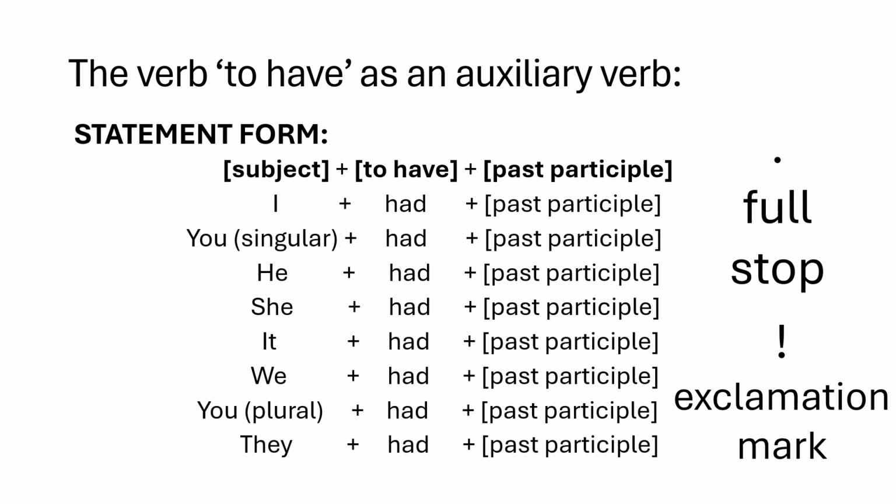The structure of a statement follows this form: subject, plus the verb to have conjugated in the past perfect tense, plus the past participle verb. The punctuation at the end of a sentence is a full stop for a statement and an exclamation mark for an exclamation.